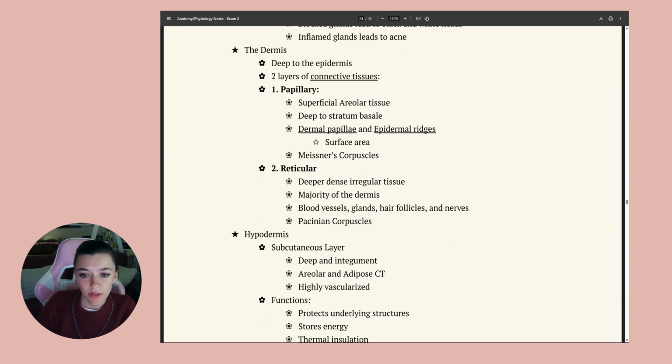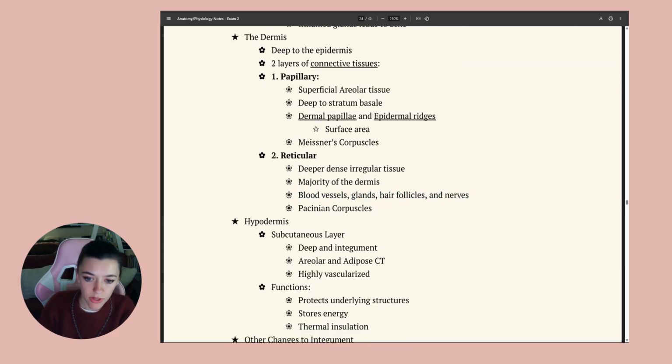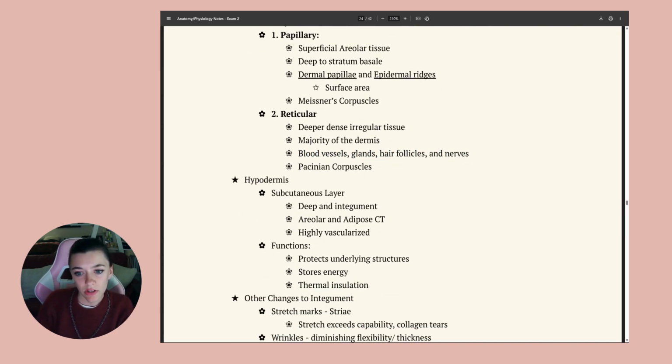Next is the reticular layer of connective tissue. This is deeper, dense, irregular tissue. It's the majority of the dermis, and it contains blood vessels, glands, hair follicles, and nerves. In this layer, you're going to have your Pacinian corpuscles.